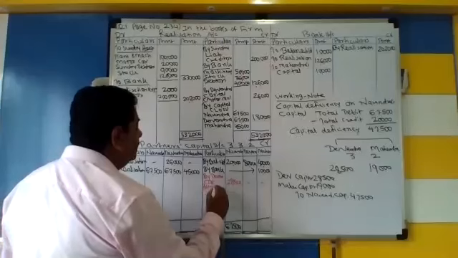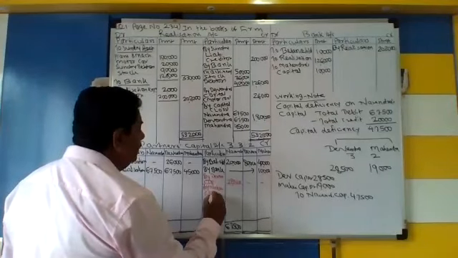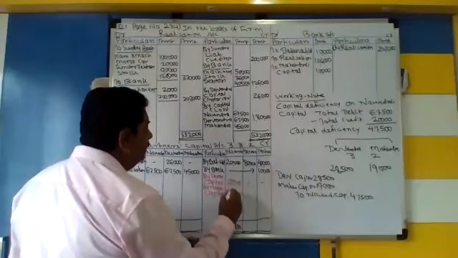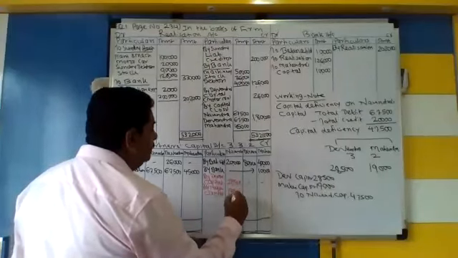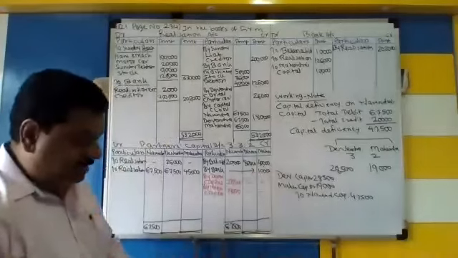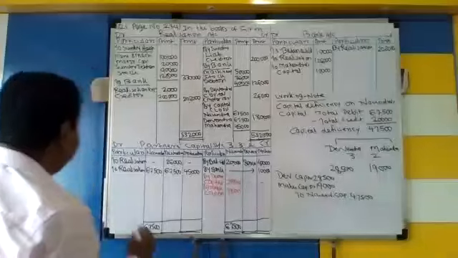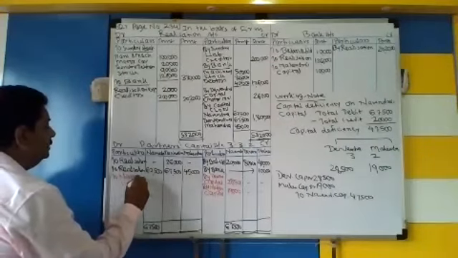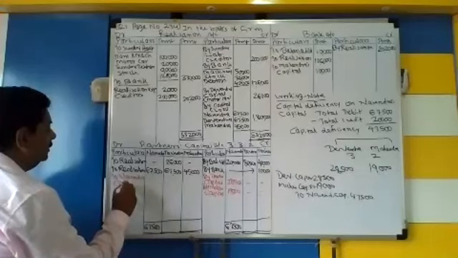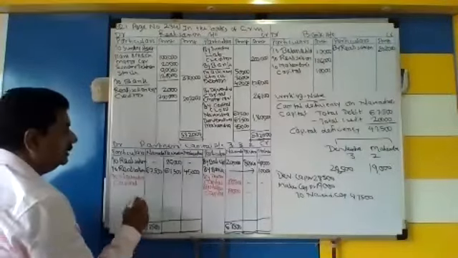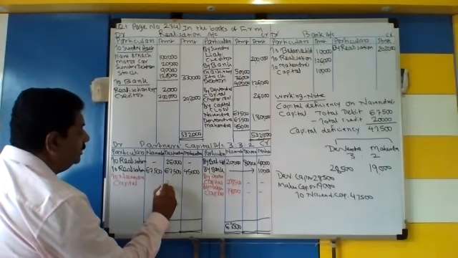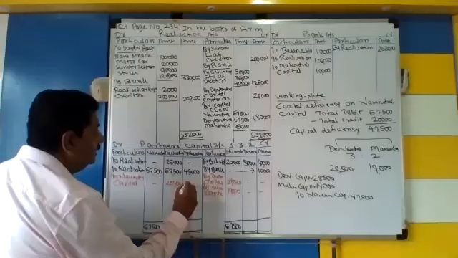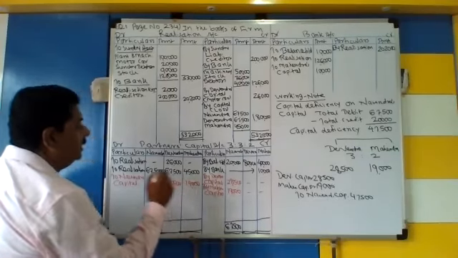Then by Mahendra's capital, amount in the column of Narendra, 19,000. Here it is, to Narendra's capital. Narendra's capital. Okay. 28,500 in the column of Devendra and 19,000 in the column of Mahendra.